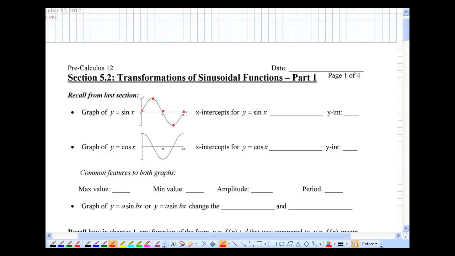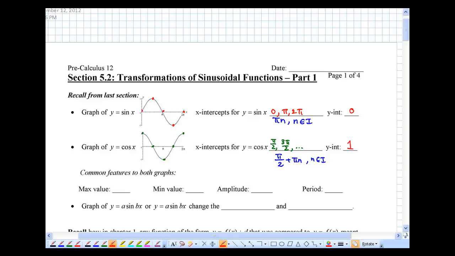Notice the x-intercepts for y equals sine x are located at 0, pi, 2 pi, or in general form, pi n, where n is an integer. Notice the y-intercept for the sine graph is at 0, where for cosine it is a little bit different. It starts up high at 1, then it goes down to 0, then -1, then 0, then ends at 1 at 2 pi. The x-intercepts for cosine are pi over 2, 3 pi over 2, and so on. In general terms, that would be pi over 2 plus pi n, where n, once again, is an integer. The y-intercept for cosine, of course, is 1.